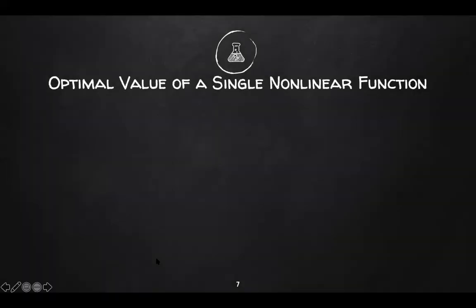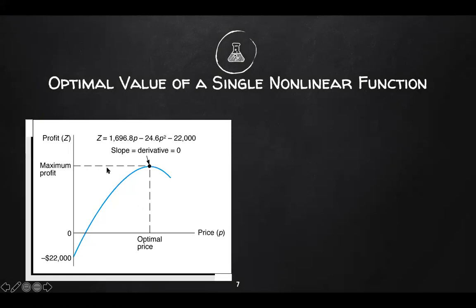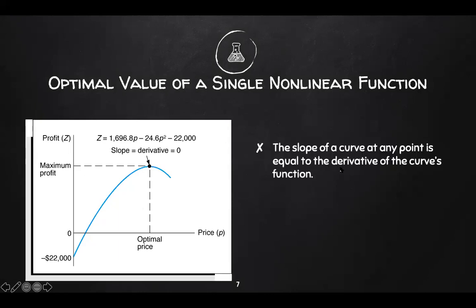Now, if we look at the curve, this point here is the maximum point and this is the optimal solution. So, the slope of a curve at any point is equal to the derivative of the curve's function. Derivative is discussed in calculus. And if the derivative or the slope of a curve is equal to 0, then that is its highest point. So para siyang peak, no? Pag sa bundok siya, ito yung pinaka-peak. So this is the maximum point.